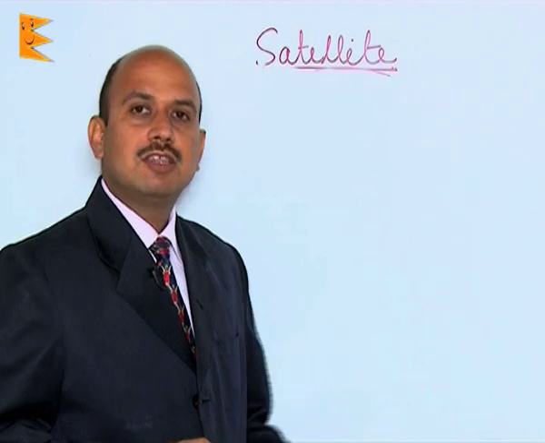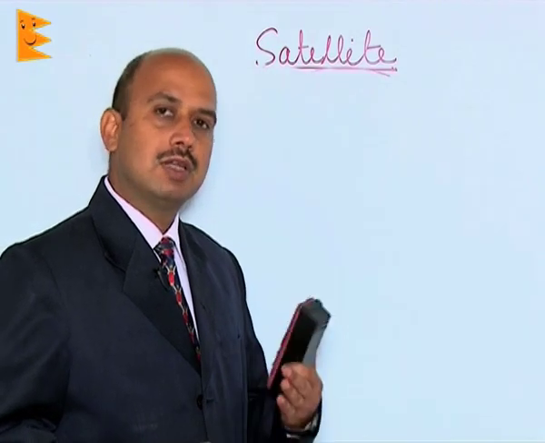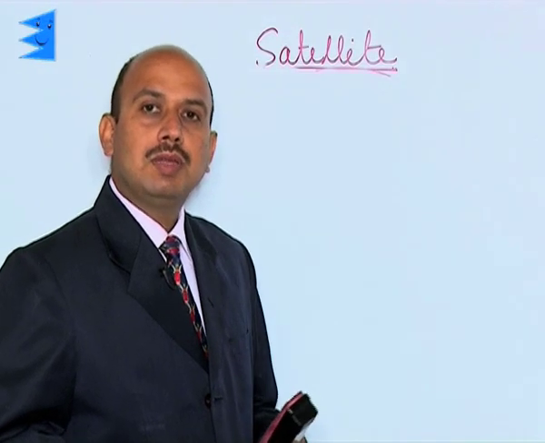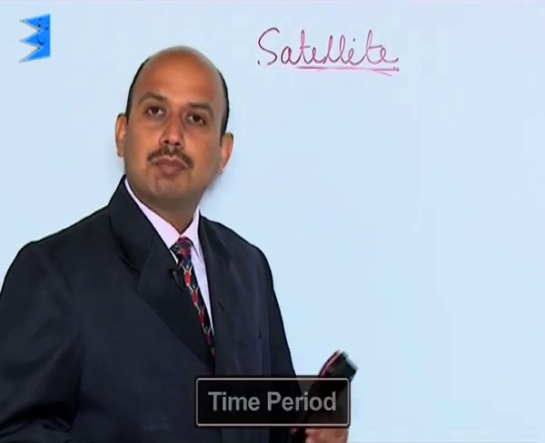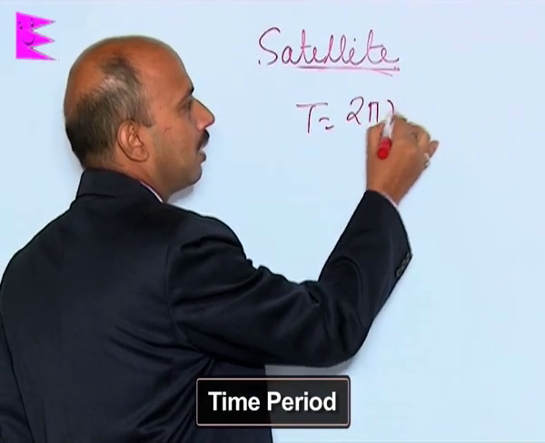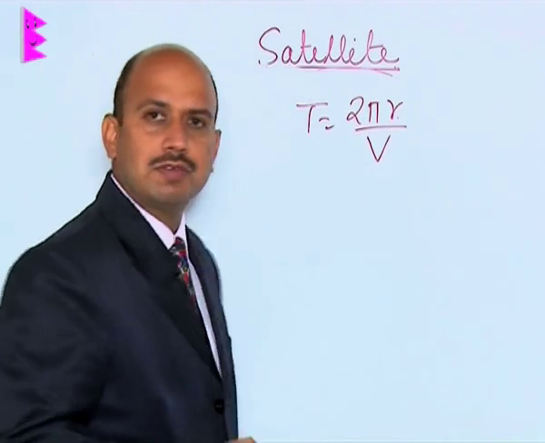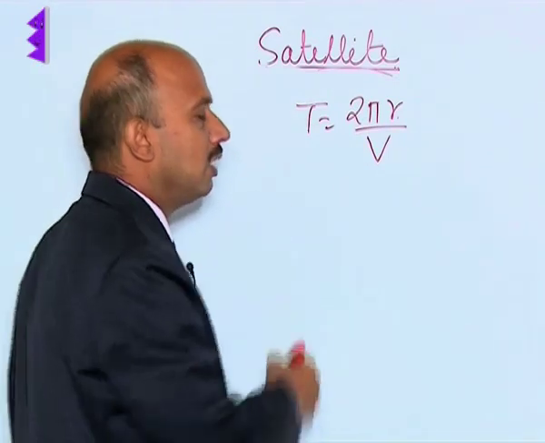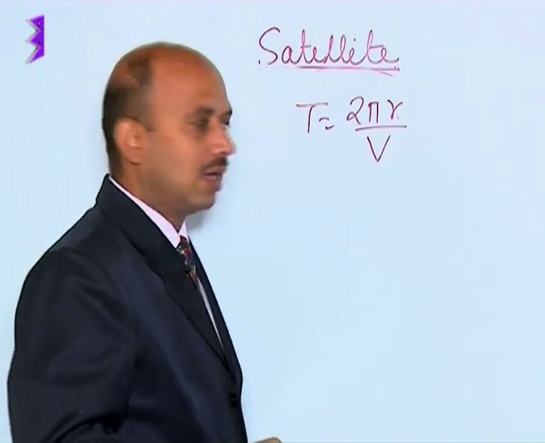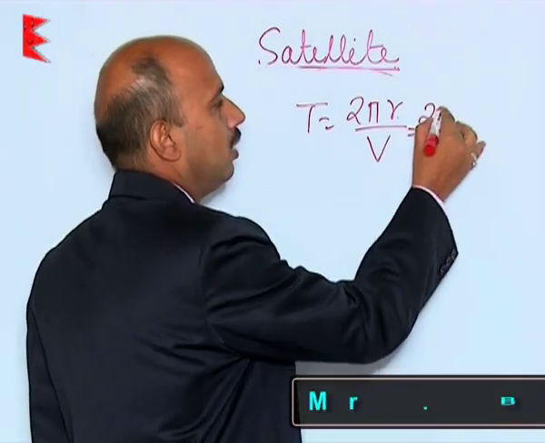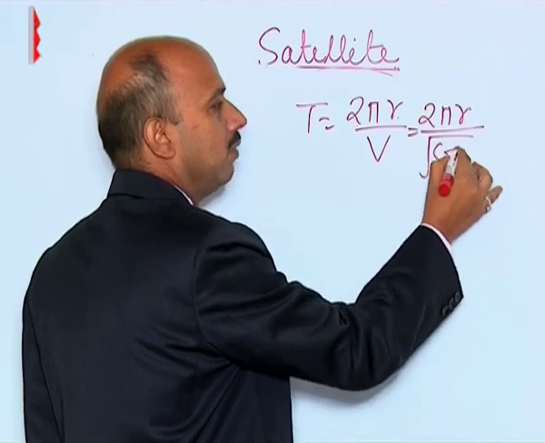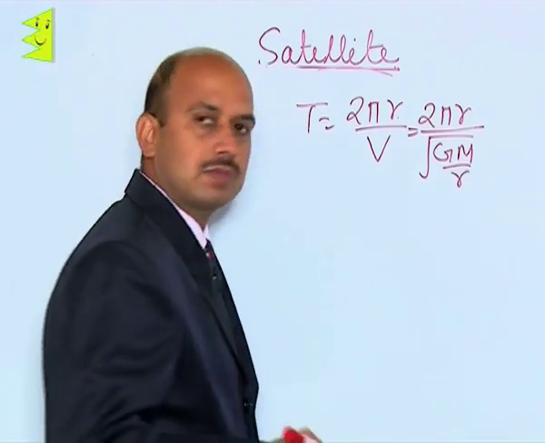Now, after orbital speed, we can calculate the formula for the time period of a satellite. The time taken by the satellite to complete one revolution is known as its time period. So, we can write T is equal to 2 pi r upon v, where r is the radius of the circular orbit and v is the orbital speed. Total distance upon velocity is equal to time, that is the time period. So, we can write 2 pi r upon under root of GM upon r.